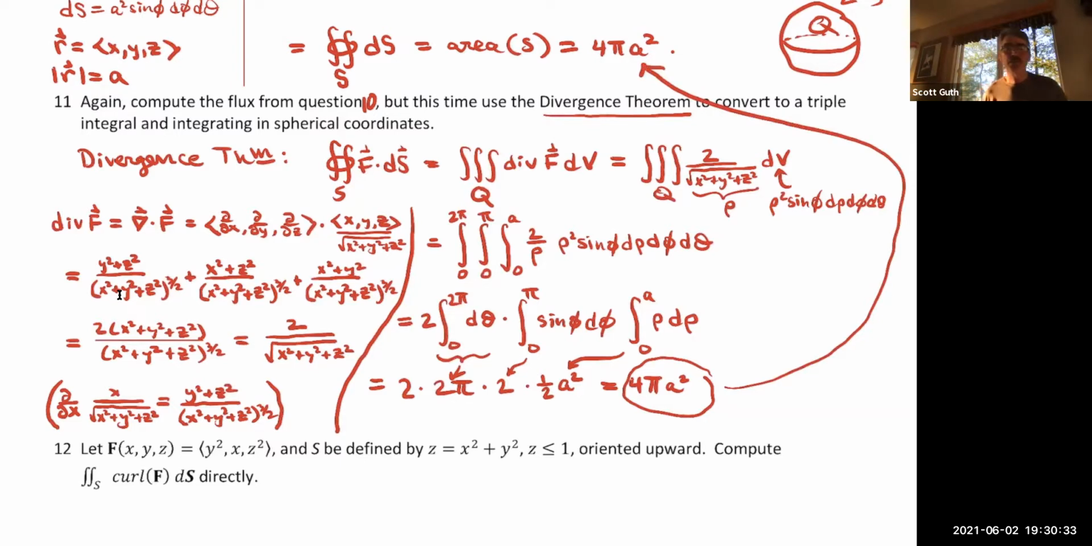So again, these questions will be like this on the exam, where you're going to do it 2 different ways. And if you get the same answer, you're going to feel like you must have done it right.